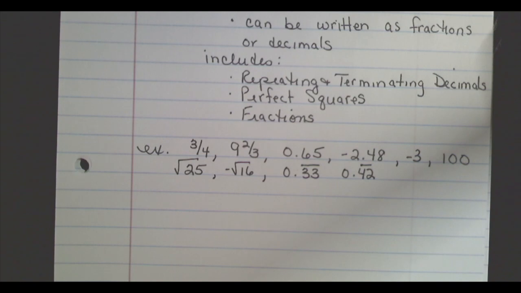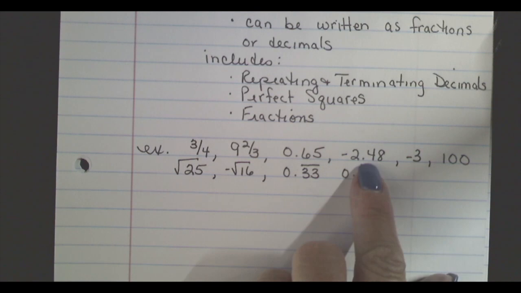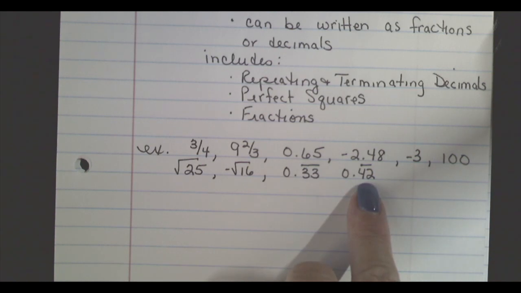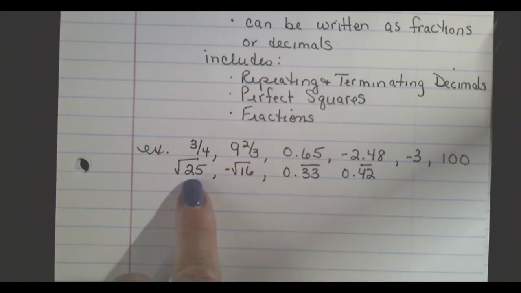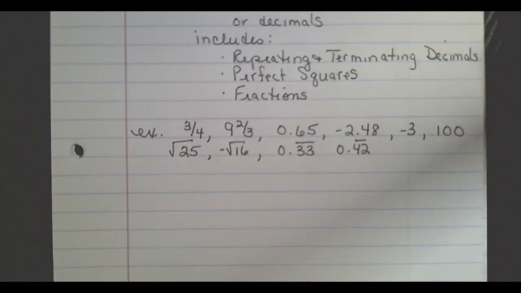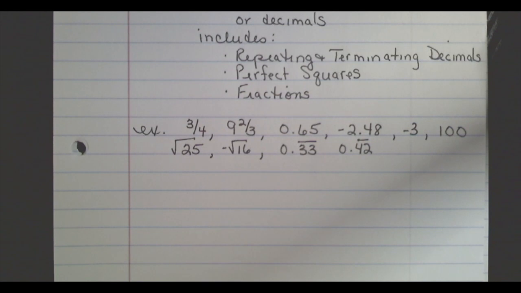So any repeating or terminating decimal. This would be a repeating decimal with the repeating bar above it. Terminating decimal, -2 48/100. Terminated decimal, 65/100, and repeating decimal, 42/100. Perfect squares, square root of 25, and the negative square root of 16. And any fraction, 3/4, 9 2/3, any fraction. Those are rational numbers. In this unit, you're going to classify rational versus irrational.